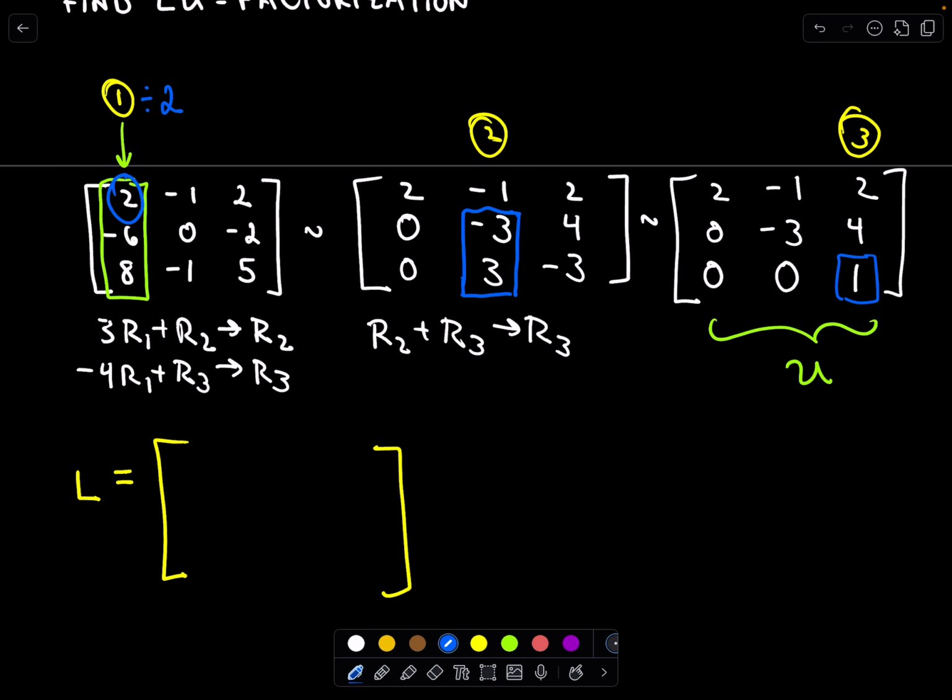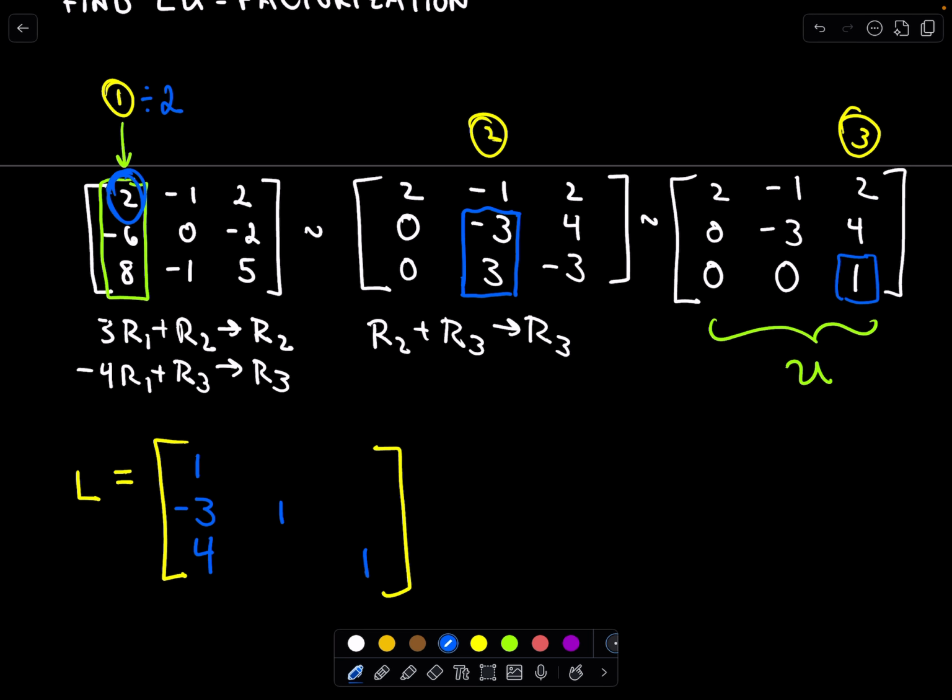I want 1s along the diagonals. That's what I need at the end of the day. That's my goal. To do that, I could take my first column and divide by 2. So 2 divided by 2 is 1. -6 divided by 2 is going to be -3. 8 divided by 2 is going to be 4. That's going to be the first column in matrix L.